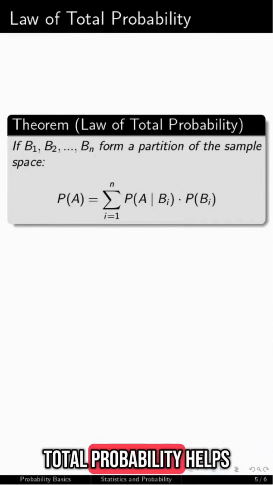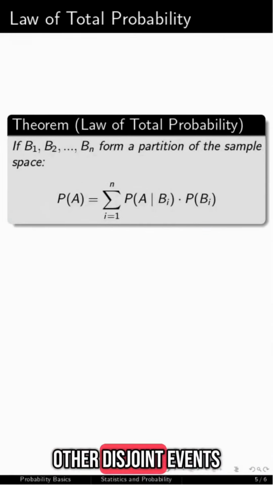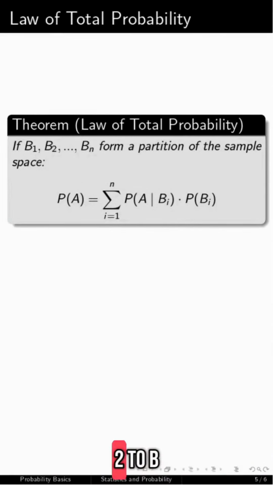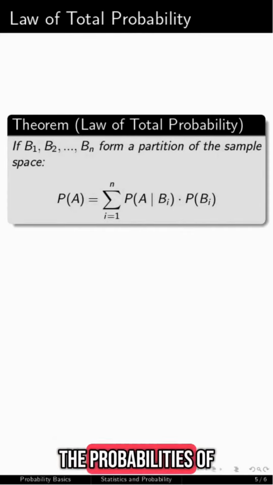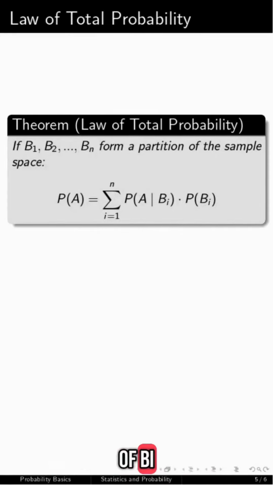The law of total probability helps when an event depends on several other disjoint events. If B1, B2, to Bn form a partition of the sample space, then the probability of A is the sum of the probabilities of A given each Bi times the probability of Bi.